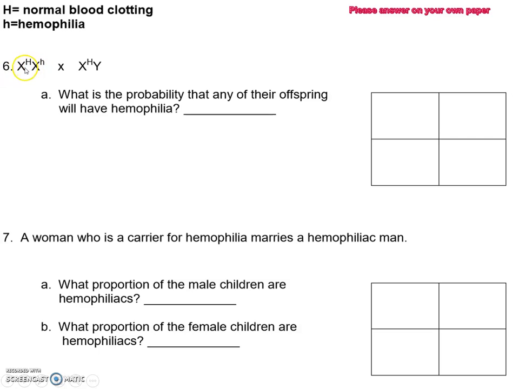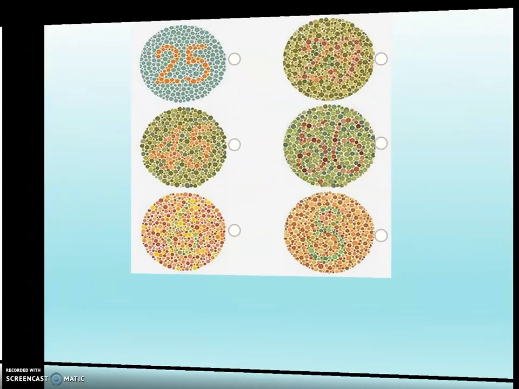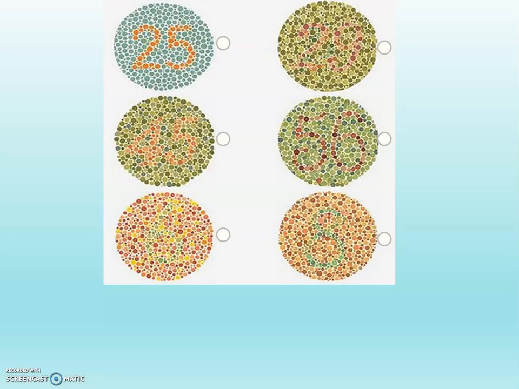So what we're going to do with this one, we're going to do a couple of them. We're going to take a carrier female and marry her off to someone who is normal, so they can clot their blood normally. Now she can too, but she's a carrier, so she's heterozygous. And then we'll take a carrier female and marry her off to a man who has hemophilia, and we'll see what happens.